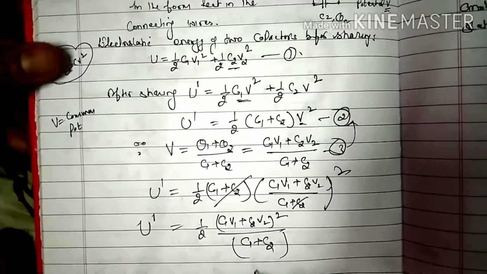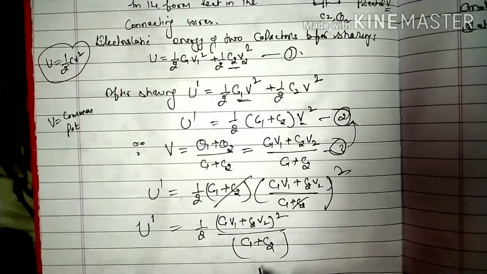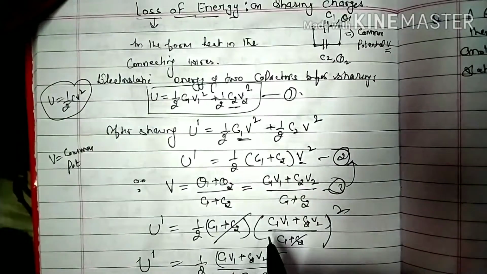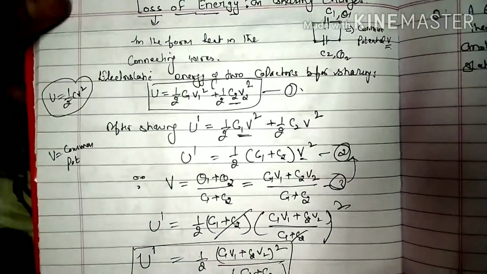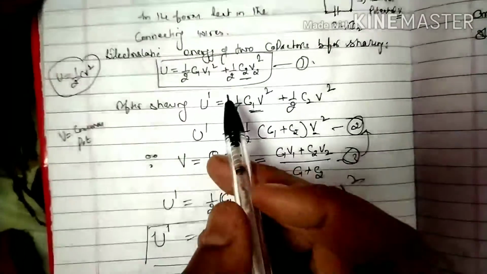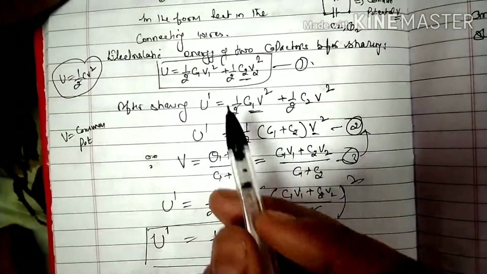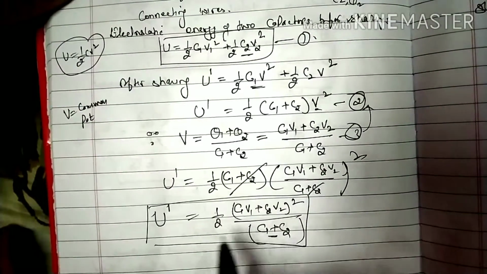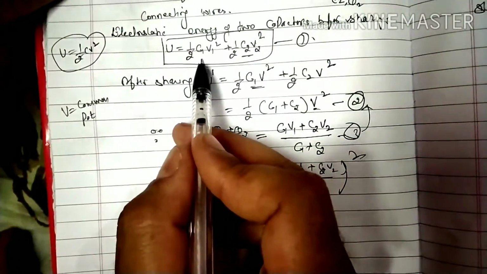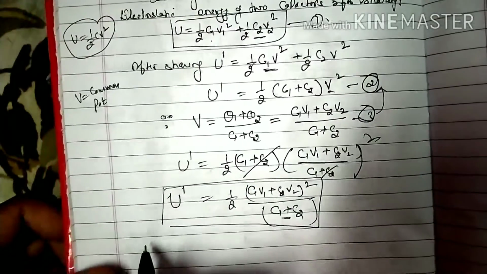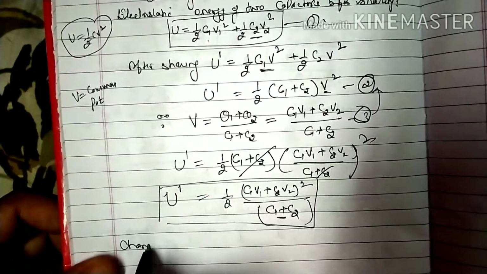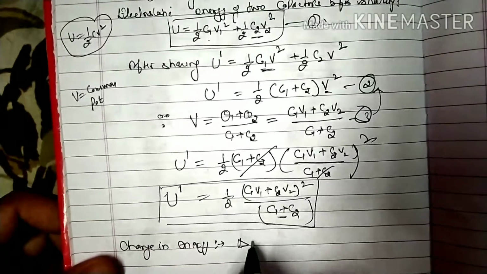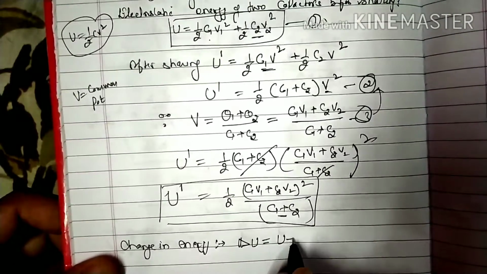But by using the concept we know that the initial energy is more than this final energy, because after sharing there is loss of energy in the wires. So here in the denominator we have a new term, and this value is less as compared to the initial value of the energy. So when we calculate the change in energy, how much change in the energy, that will be delta U is equal to U minus U dash.